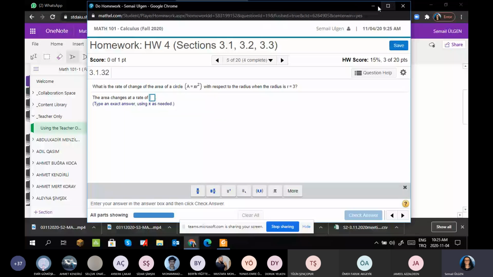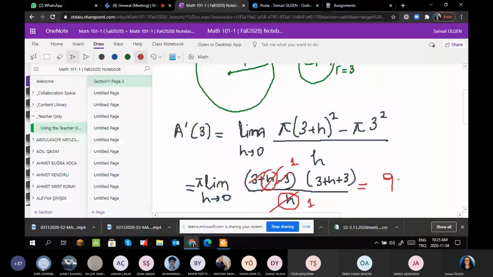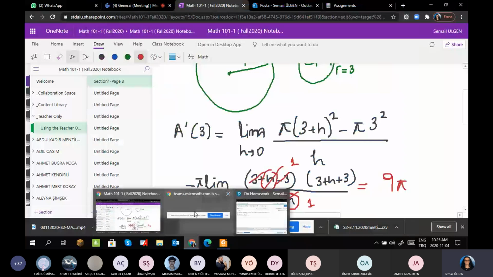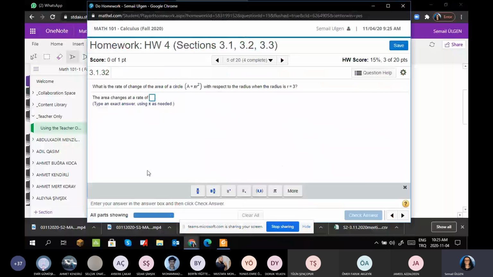Sorry, pi is missing, right? We have to put the pi in. If we don't put the pi in, then it's wrong, because here we have a pi. And this is 9 times pi, 9 pi.